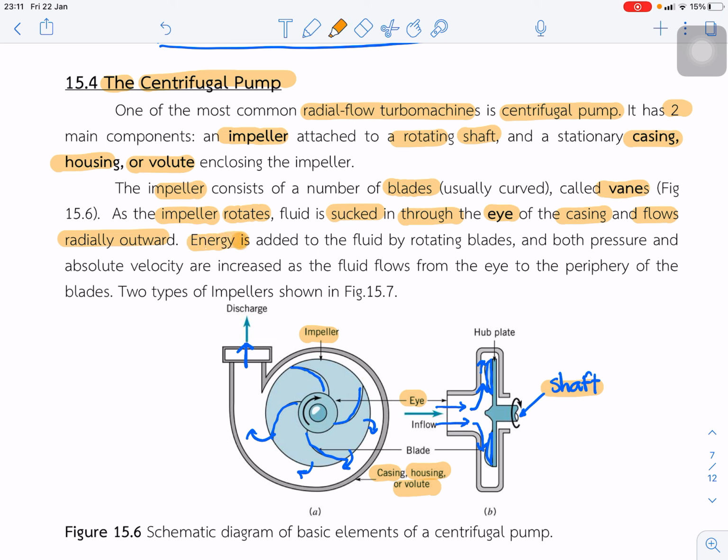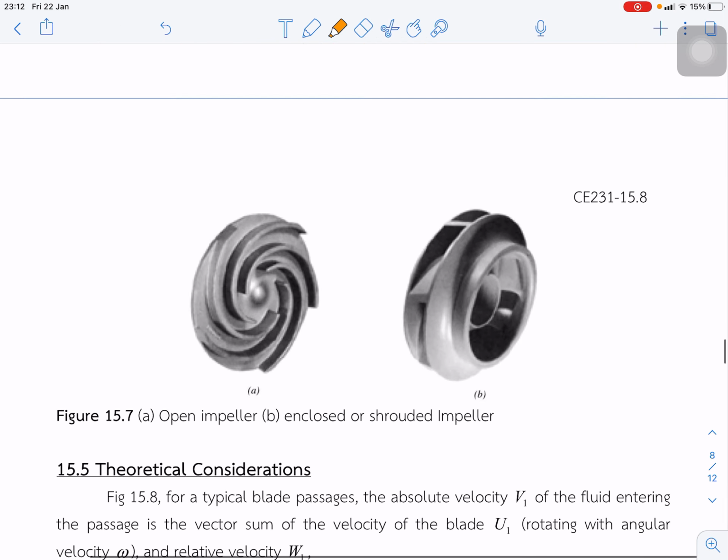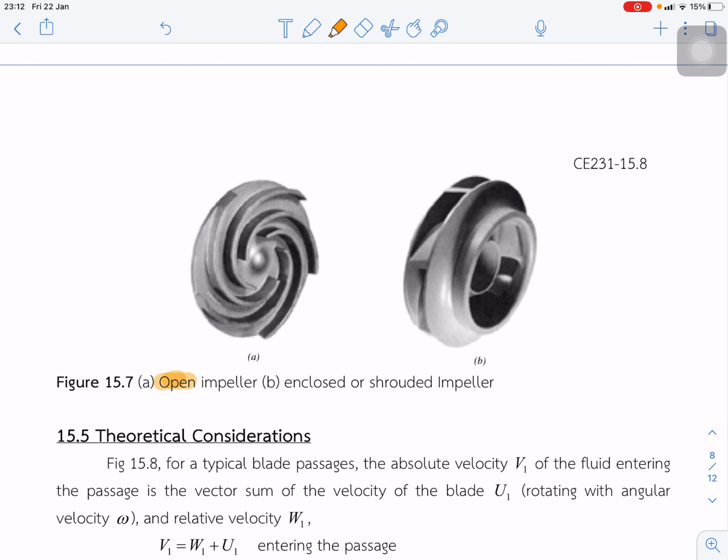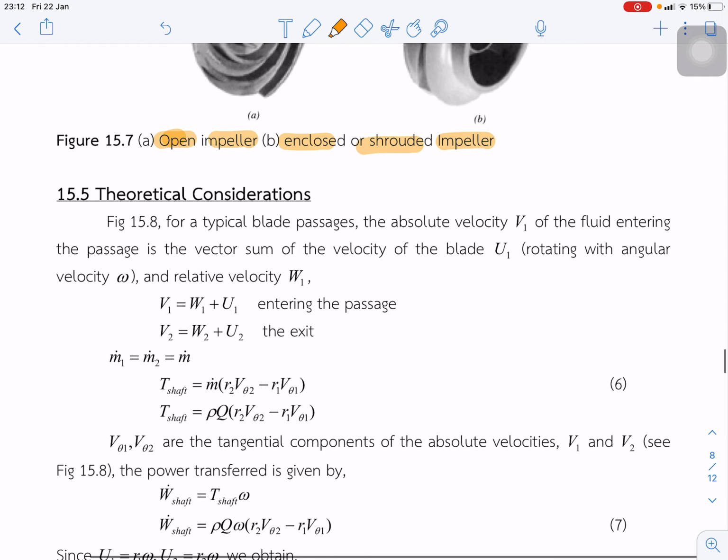Energy is added to the fluid by the rotating blades, and both pressure and absolute velocity are increased as the fluid flows from the eye to the periphery of the blade. Two types of impellers are shown in the figure below. This is one, an open impeller; another one is an enclosed or shrouded impeller.